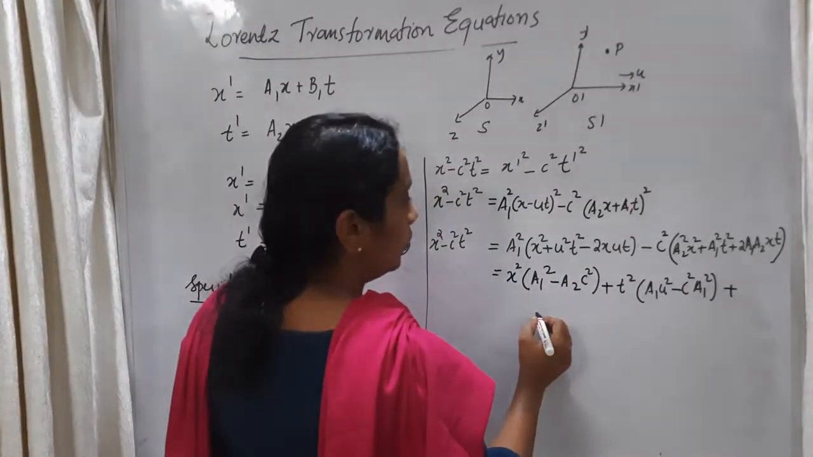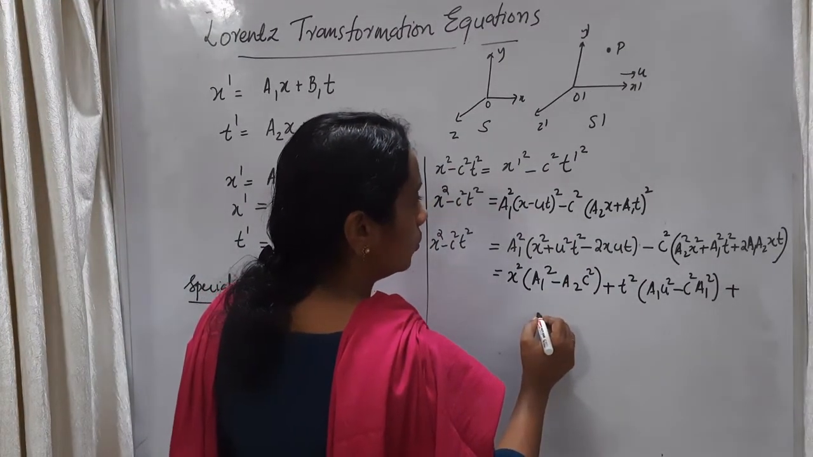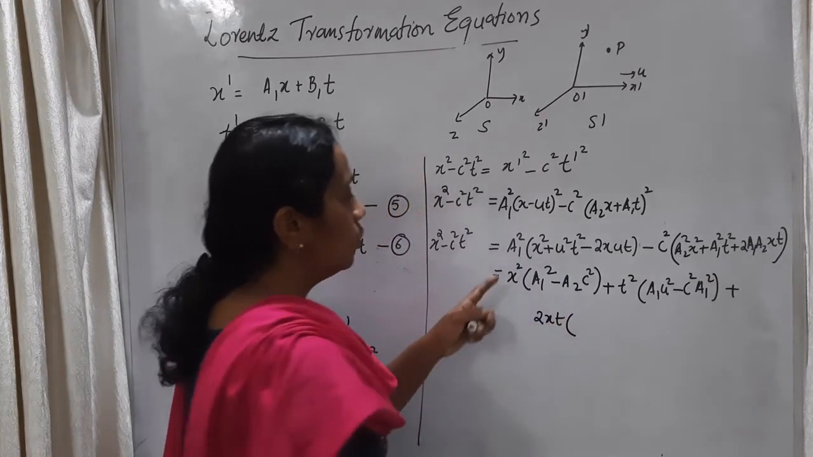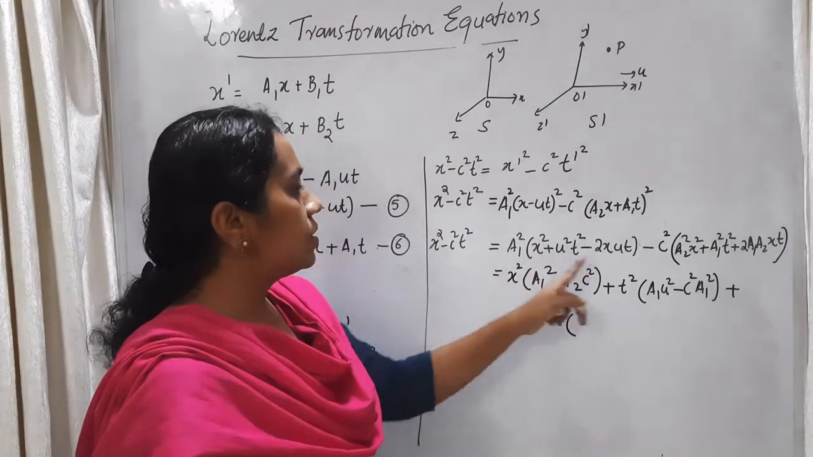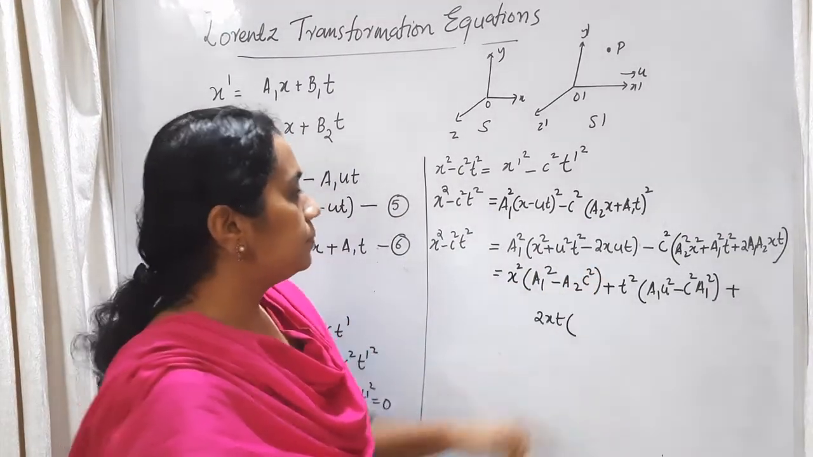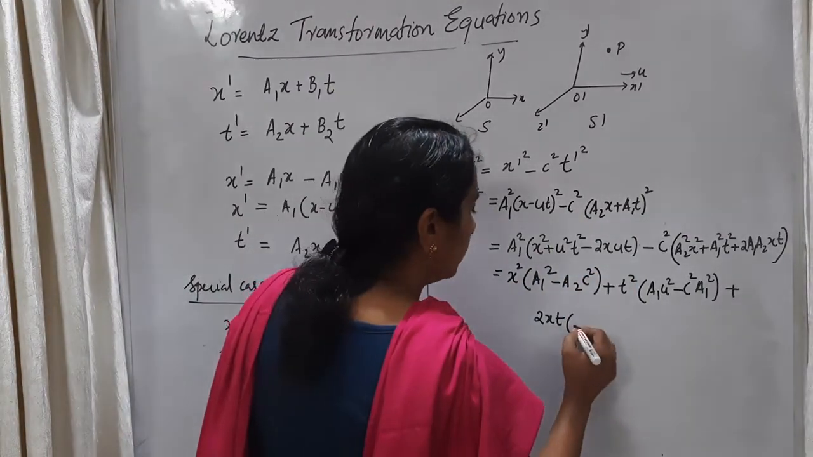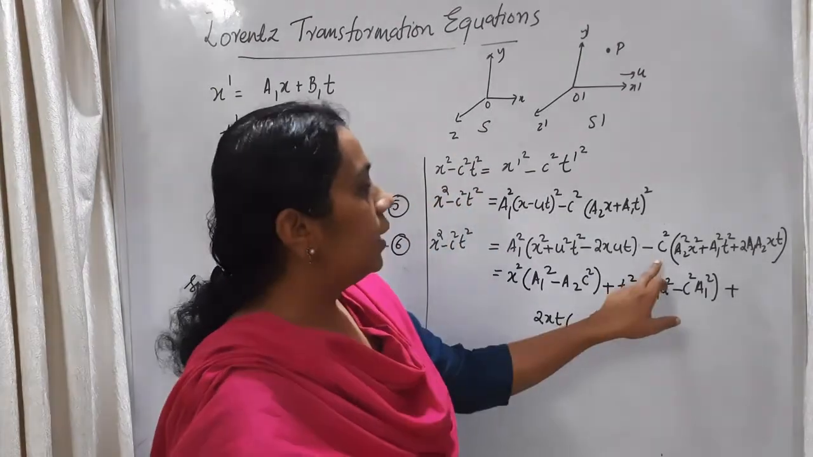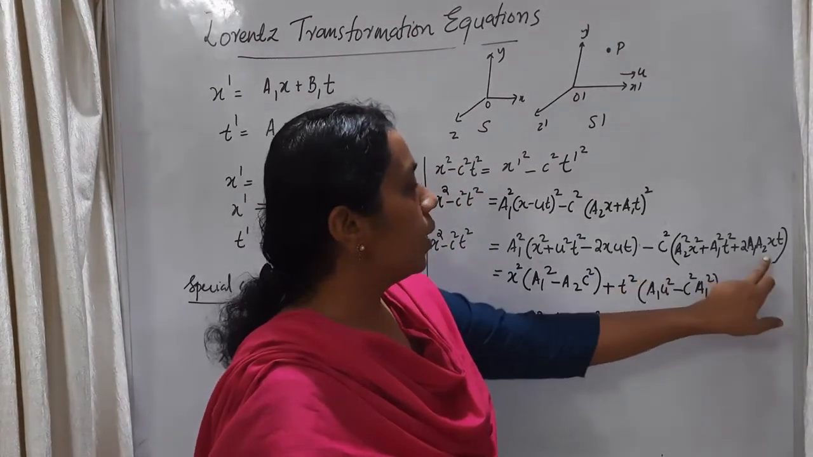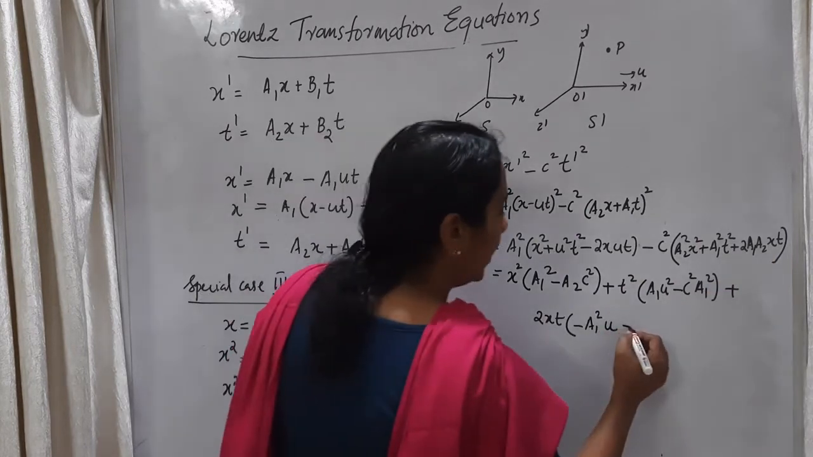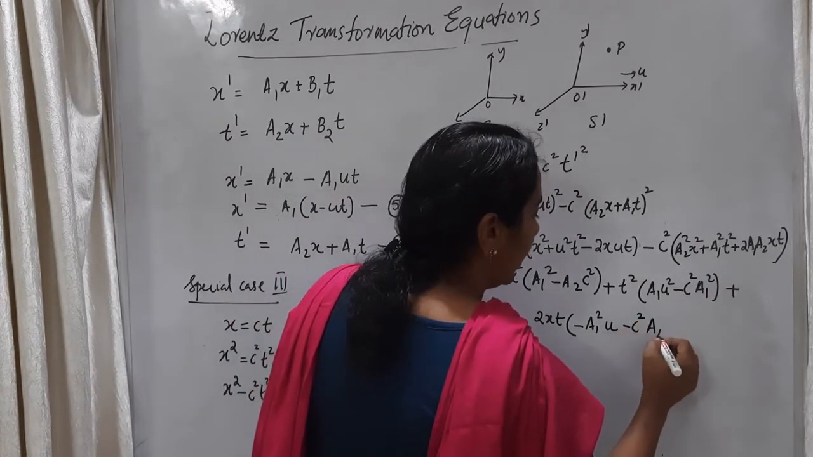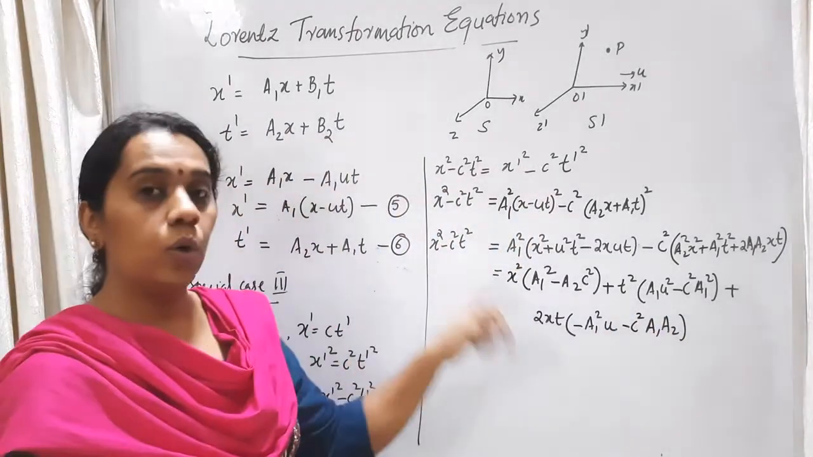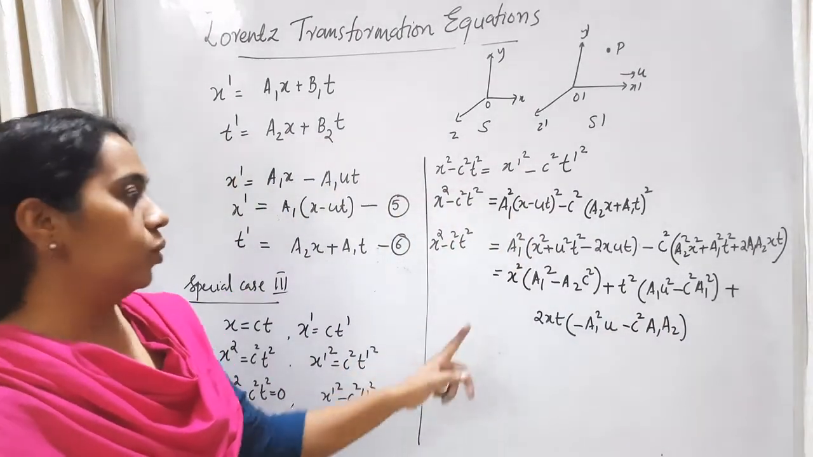So I can put it as xt into 2xt on both sides, 2xt into minus a1 square into u, minus a1 square into u. Okay, here it is, minus c square into a1 a2, minus c square into a1 a2, right? Now equate the coefficients of all these terms on both sides.